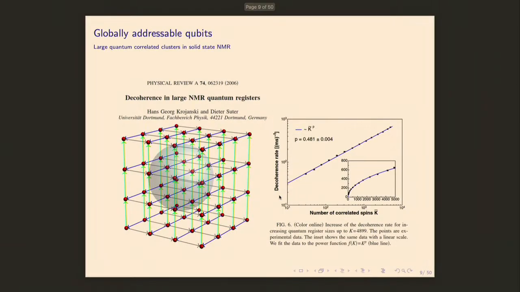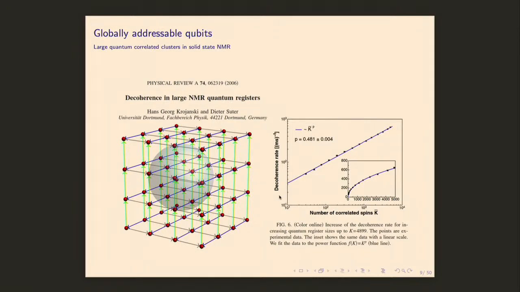All right. So we can also think of other architectures. Here, for example, they have taken solid state NMR, where there is a crystal. This particular crystal is called adamantane, and so you have a lattice now. You have Avogadro number of spins. Now it is not one molecule. It is like a crystal. Each ball here is a spin.